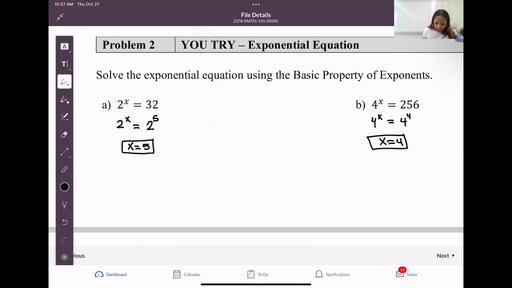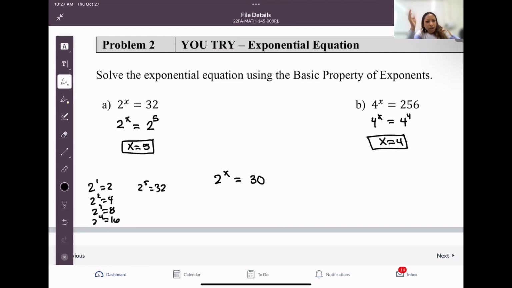And let's say instead I have 2 to the x power is equal to 30 instead of 32. What power can I raise 2 to get 30? Well, we know 2 to the 1st power is 2, 2 squared is 4, 2 cubed is 8, 2 to the 4th is 16, and then 2 to the 5th is 32.